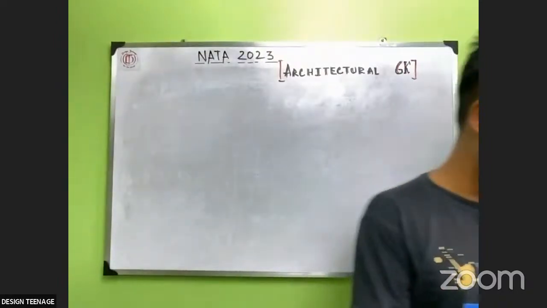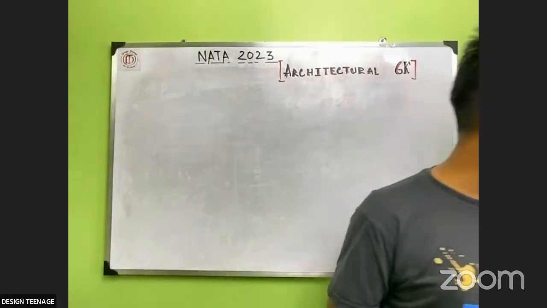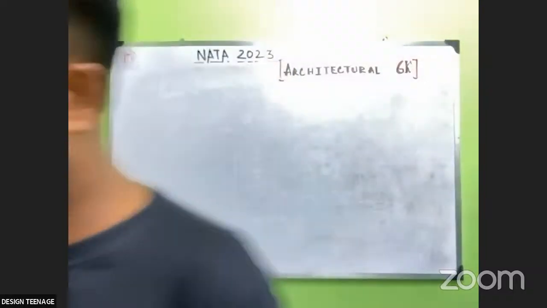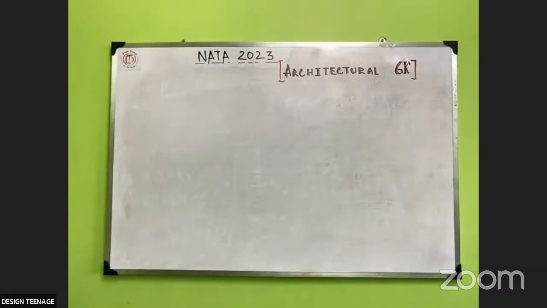With these things, let us study this architectural general knowledge. What are the things we should cover? What all should we talk about in today's class? And we also need to understand side by side what we have for our exam, and what we should target to get a good score in our upcoming NATA 2023 second attempt.